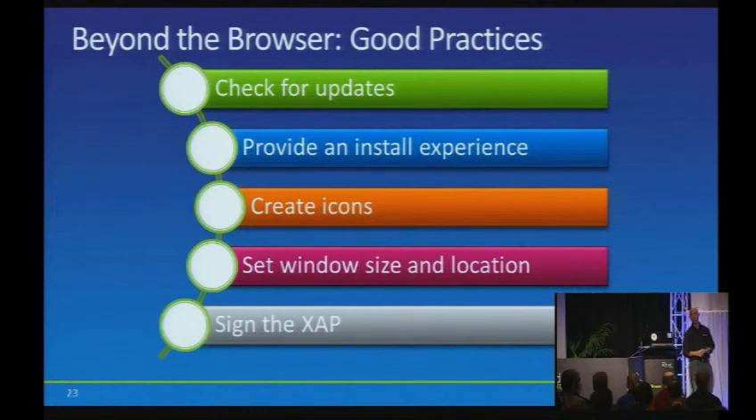Signing the Zap. Pretty simple to do, as I showed you. You just click that button, create a test certificate to test it out, or you can go purchase one from somewhere like Thawte or VeriSign. Pretty cheap these days. So some pretty good out-of-browser practices.